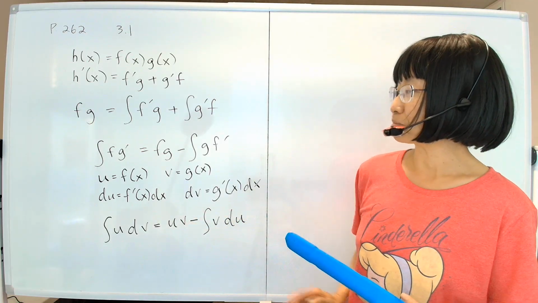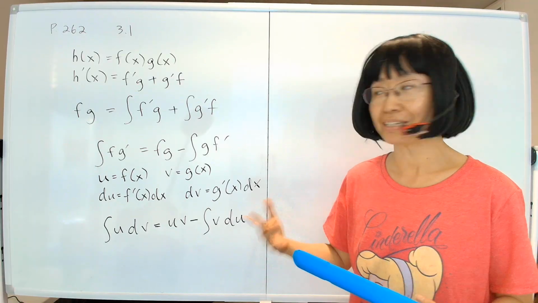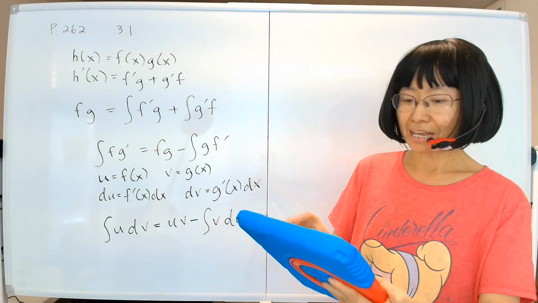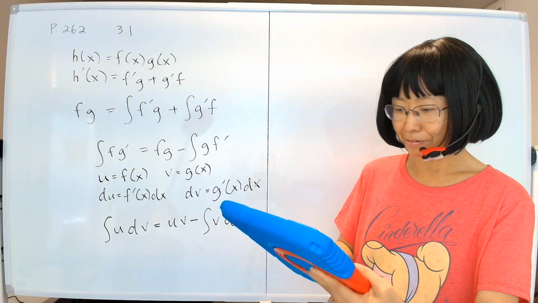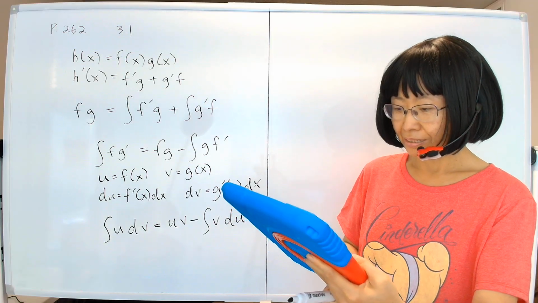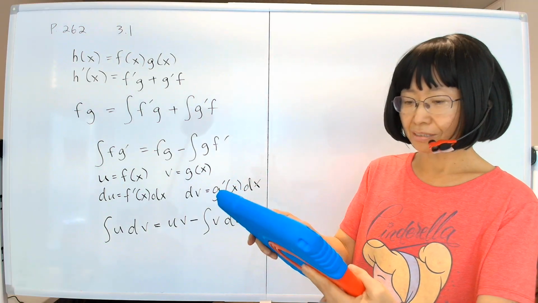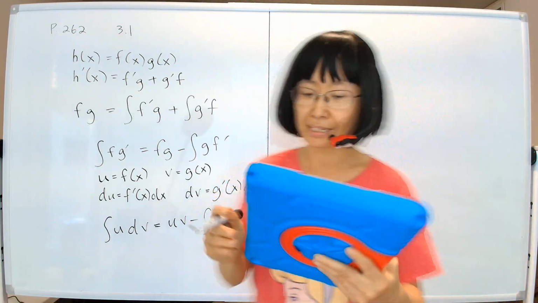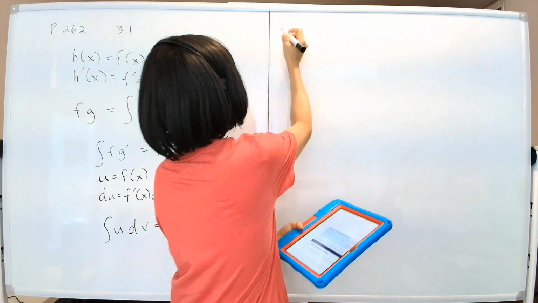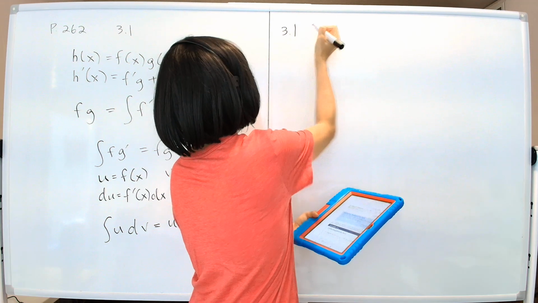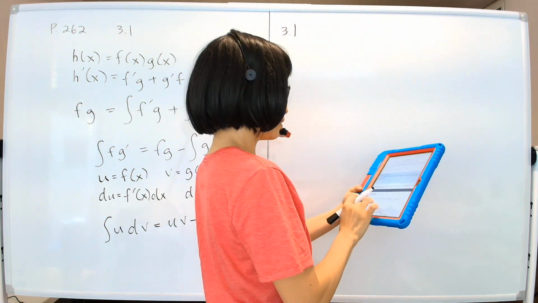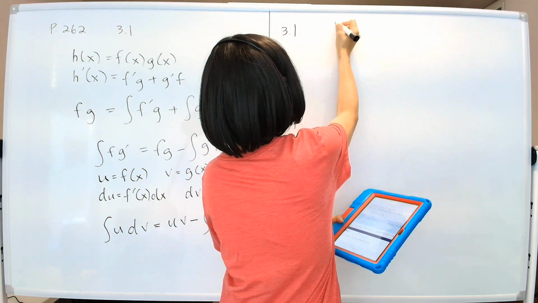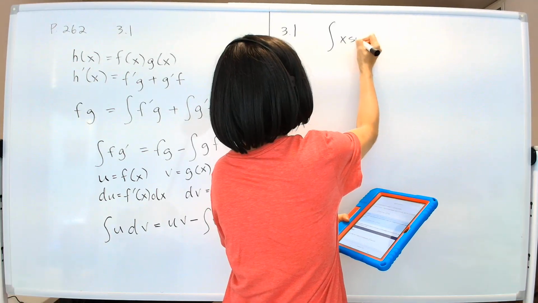So that's the hope, and that's the purpose of integration by parts. Having said that, let's look at an example. The first example, which is example 3.1, we will do it here. It says that we are supposed to evaluate the integral of x sine x dx.